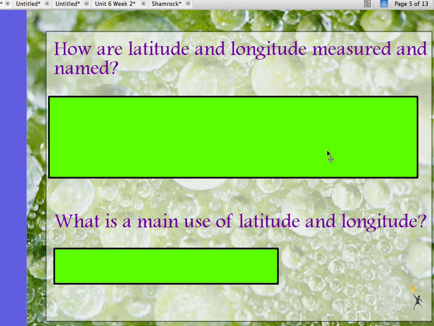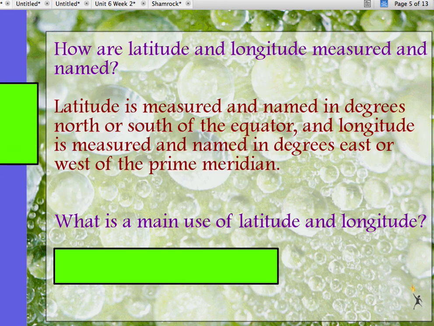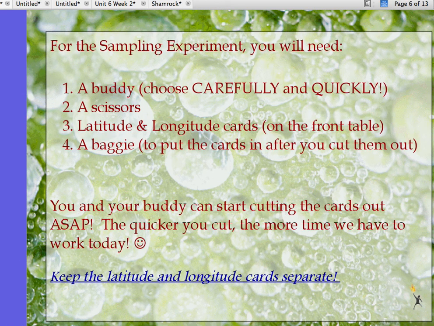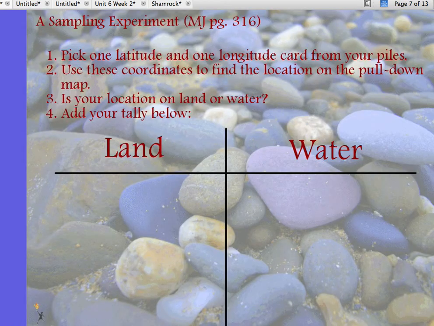How are latitude and longitude measured and named? Latitude is measured and named in degrees north and south of the equator, whereas longitude is measured and named in degrees east and west of the prime meridian. What is the main use for longitude and latitude? Well, it's to locate places on a map. This is what you're going to be needing to do for your activity today. We're going to be filling out this chart today: what was your location, and was it on land or was it on water?